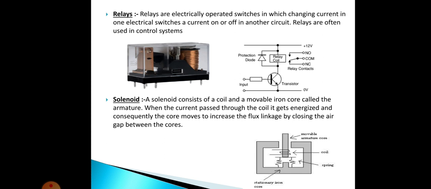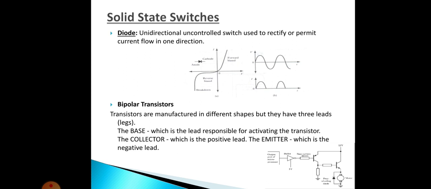Next, these solenoids are inexpensive. Solenoids can be used to provide electrically operated actuators. The next topic we will be seeing is solid state switches. Different types of solid state switches are diode, transistor, thyristor, triac, bipolar transistor, MOSFET, etc. First we will be seeing the diode.